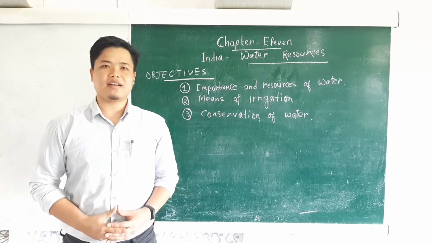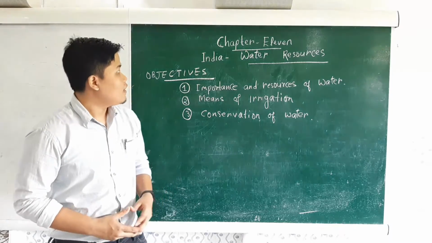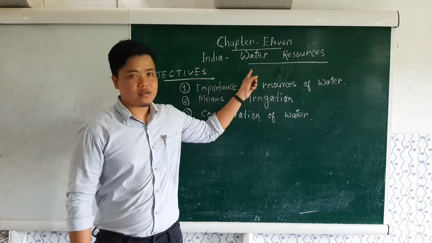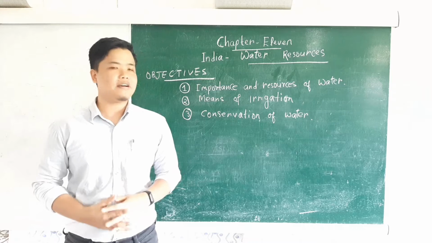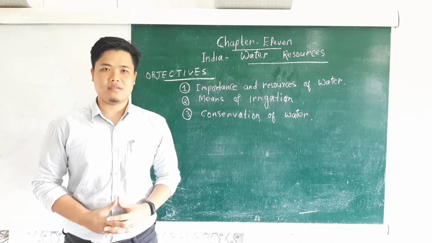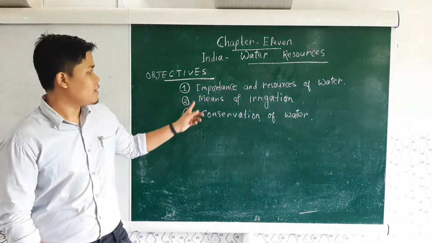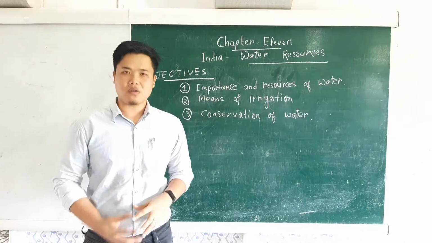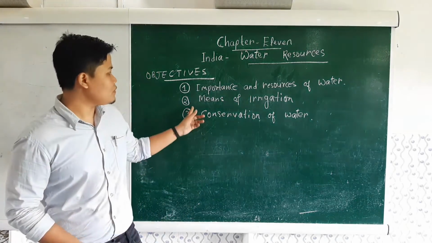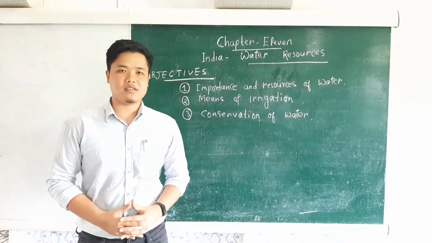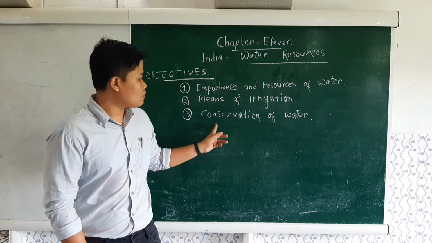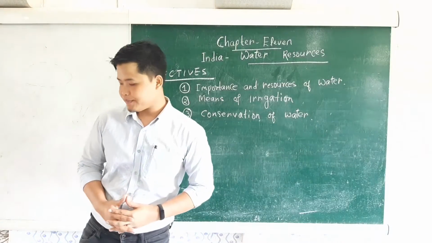Today we will be discussing a topic: India water resources, and we have three objectives we will be discussing. Number one is importance and sources of water. Number two, means of irrigation, and number three, conservation of water.